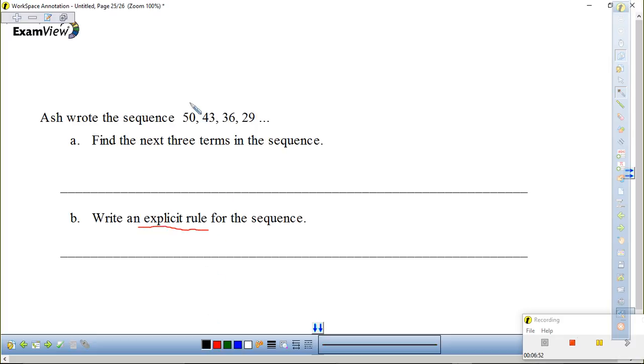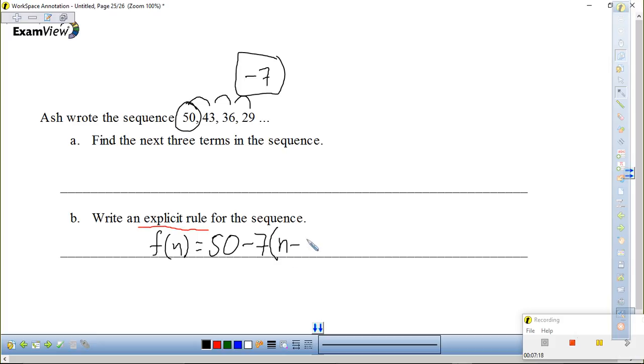So first of all, what's happening from here to here, from here to here, and from here to here? Subtract 7. So that's the rule. So to write an explicit rule, we start with f of n equals, what is my first term? 50. And then we write our rule, subtract 7. And then at the end, we just write parentheses n minus 1, which means we're going to multiply times n minus 1.